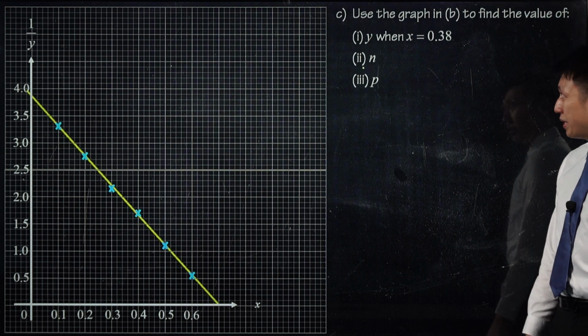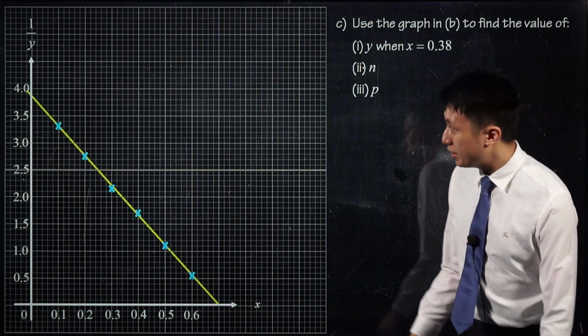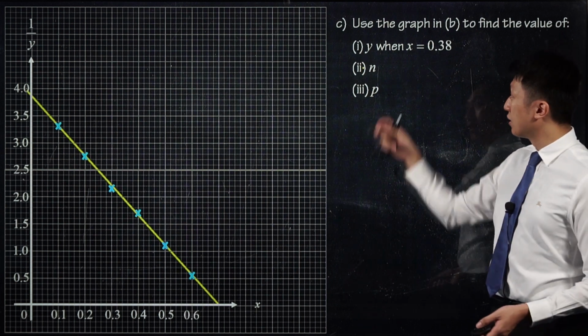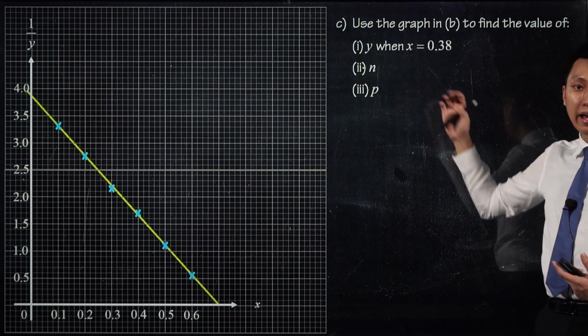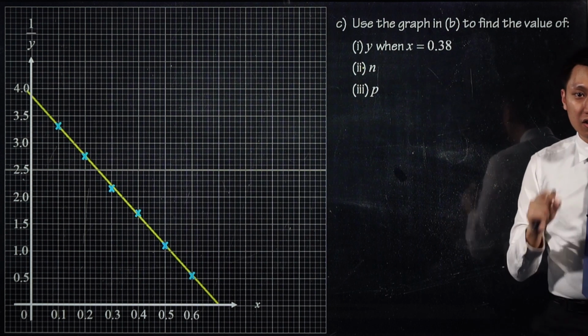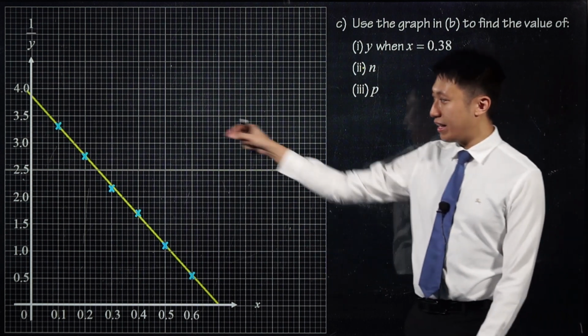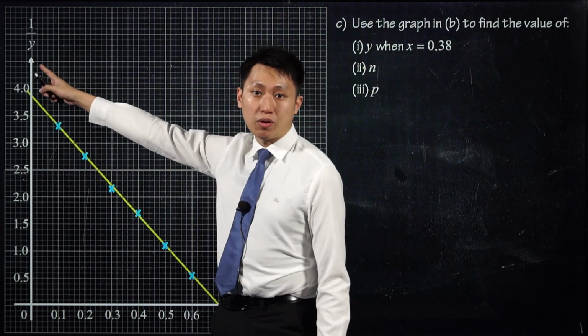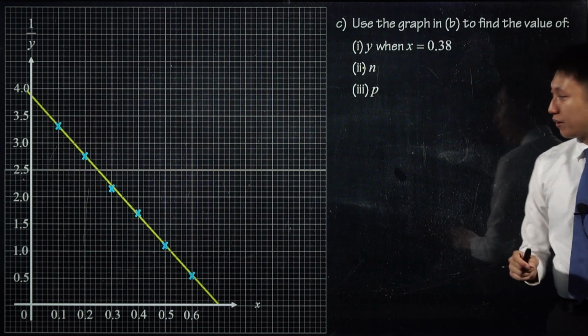Then we move on to B. Wait, do we do B? Yes. B is sketching. Sorry. A is construct table. So now we are here at C. Find y when x is 0.38. Remember the lesson? When we find that y value, that is not the real y value because that's 1 over y. So just be careful about this point.